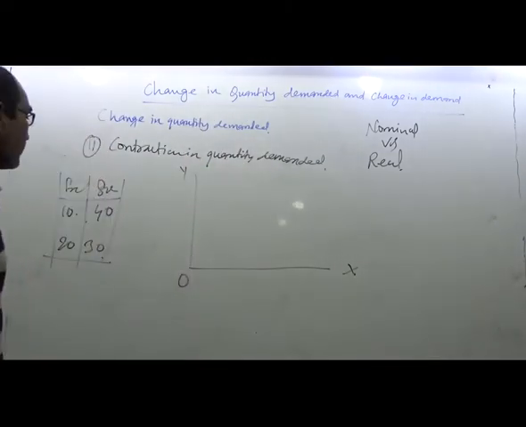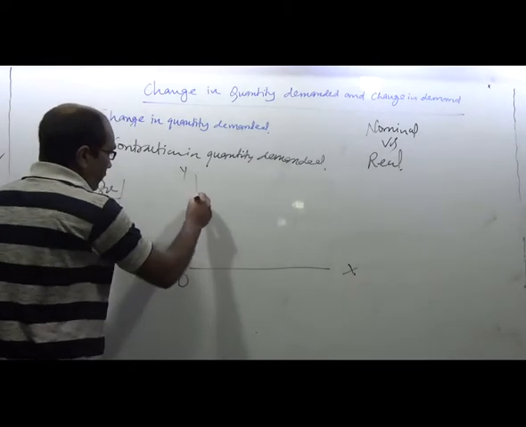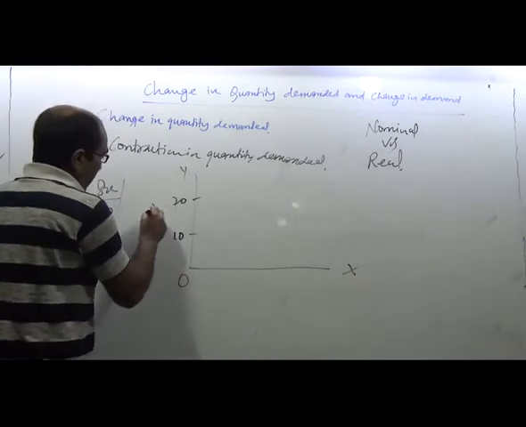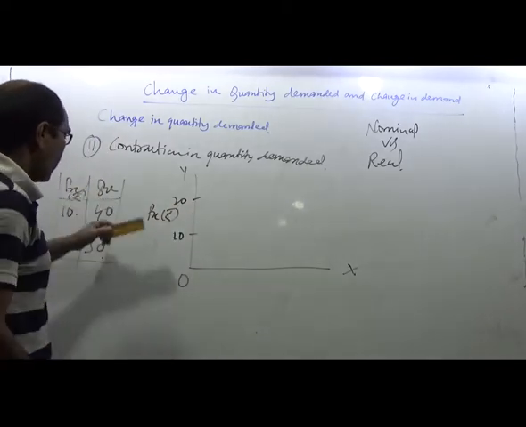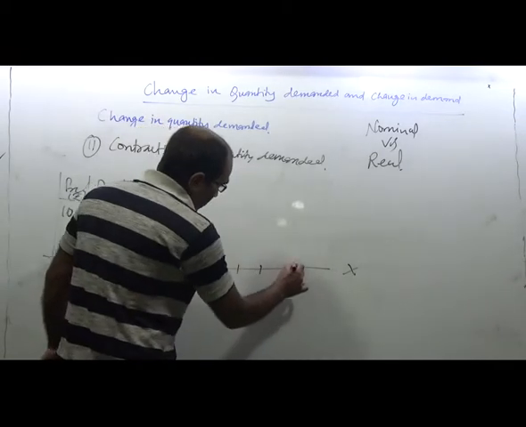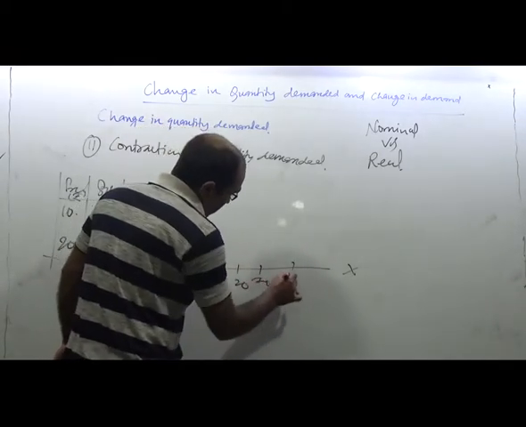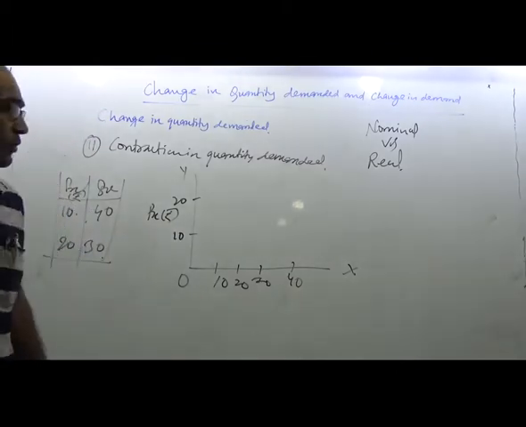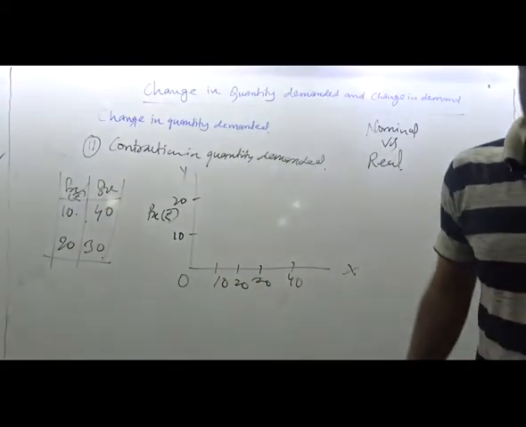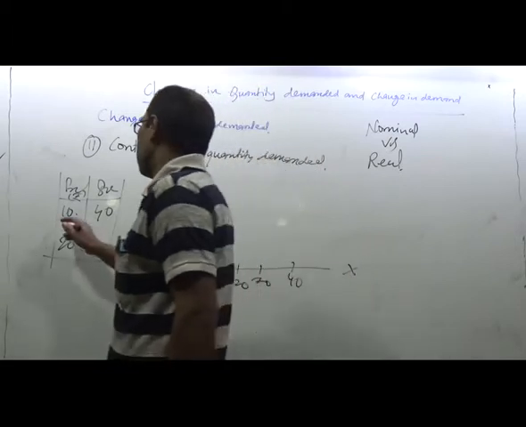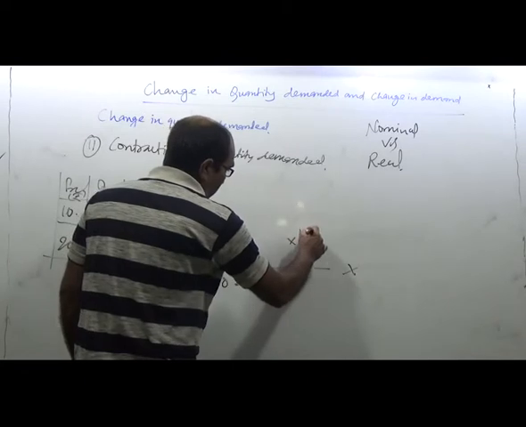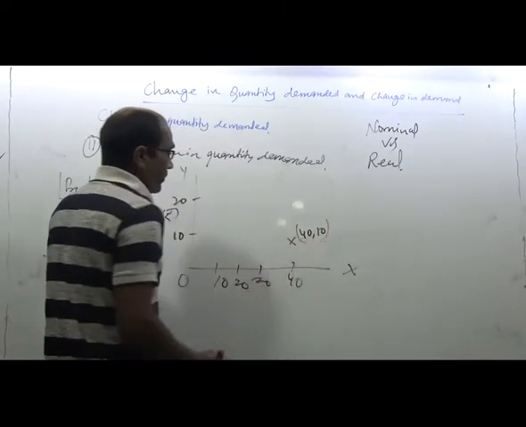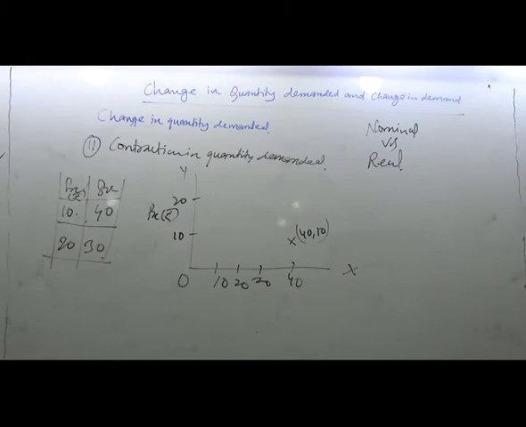Application. Rupees 10 and rupees 20, PX in rupees, quantity 40 and 30. What happened? At first, the consumer was at rupee 10 price and 40 quantity. Second, at rupee 20, 30.